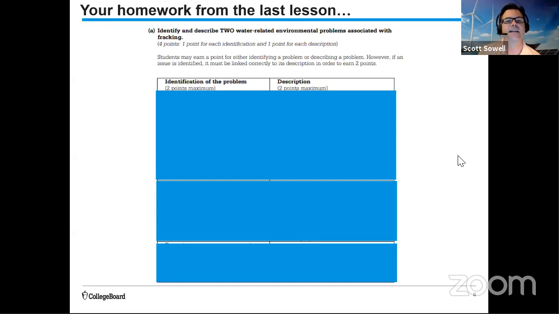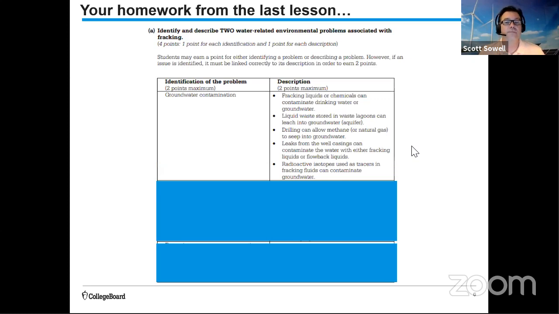A says, identify and describe 2 water-related environmental problems associated with fracking. So we're looking at an identify and a describe. So there's 2 points for each of the 2 problems that you find. So the first one you could have put is something about the groundwater. So the chemicals or the waste from the fracking process leaking into the groundwater, or some of the actual natural gas, methane itself, leaking into the groundwater.